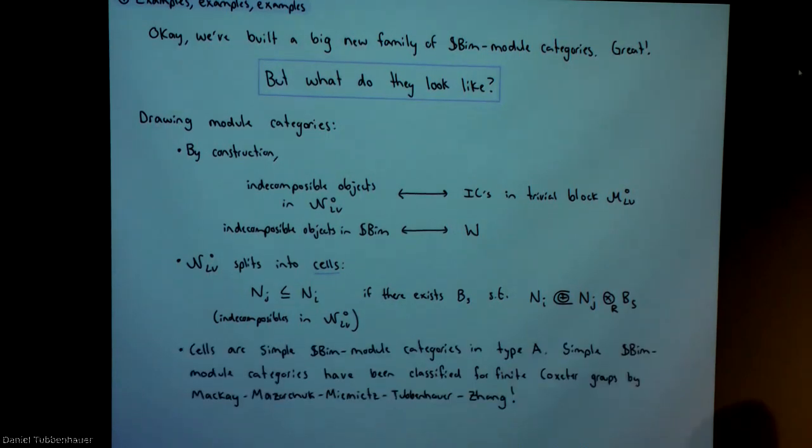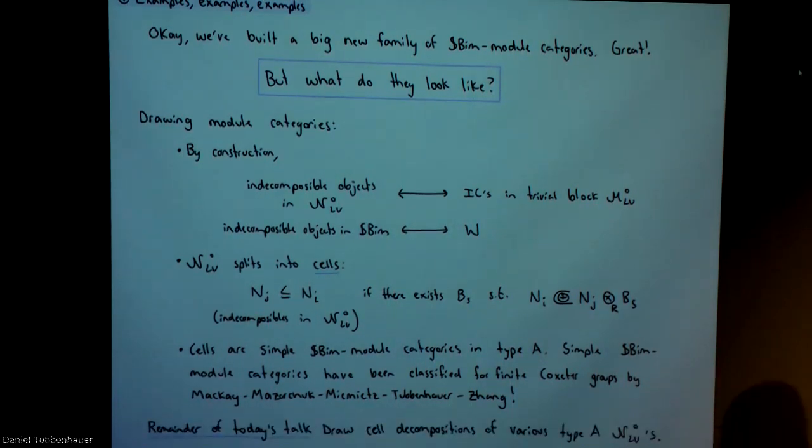It turns out that, at least in type A, and all the examples I'm going to show you today are in type A, these cells that we get are simple module categories over Soergel bimodules. And thanks to several people in the audience today, these have been classified for finite Coxeter groups. So what I want to do for the remainder of the talk is look at how we can take various Lusztig-Vogan categories and see what they look like, what their cell decompositions into simple Soergel bimodule categories are. It'll all be in type A, which already has some very interesting examples in the real theory. But of course, it would also be very interesting to see other types.